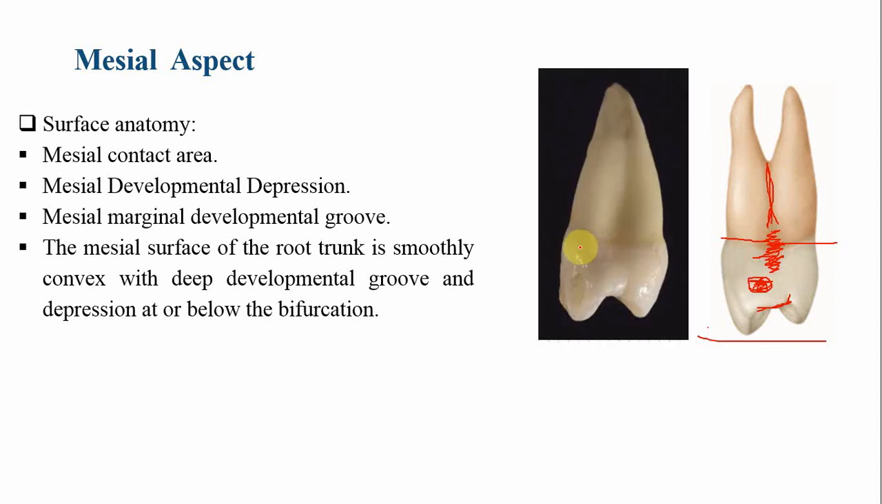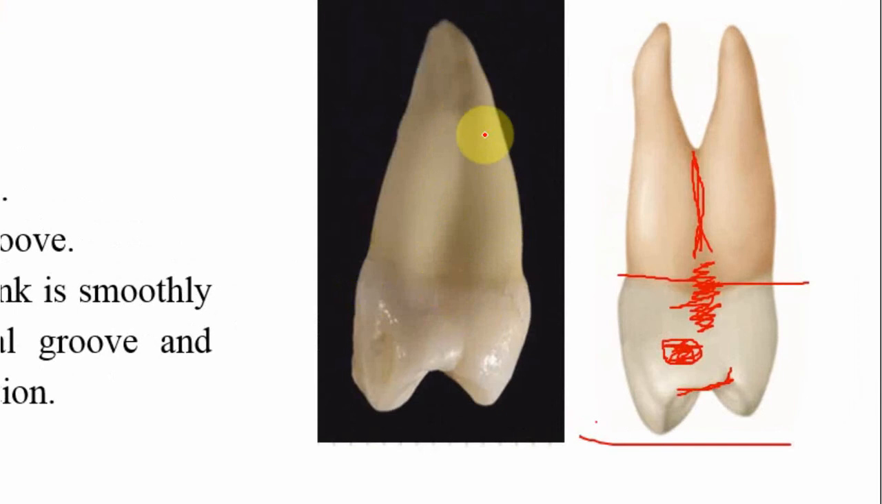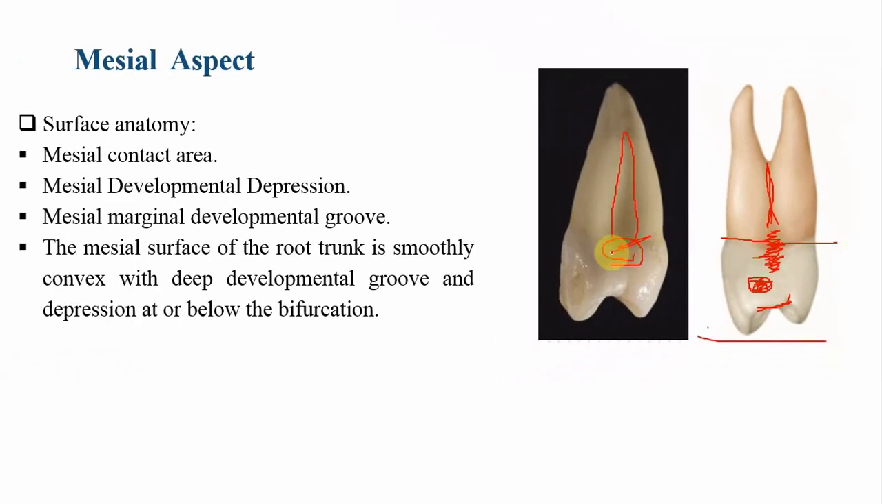And in case of a single root, or if the tooth was one-rooted, this depression will be noticed for most of the root length, as you can notice here. The depression is noticeable, and this is the mesial developmental depression.